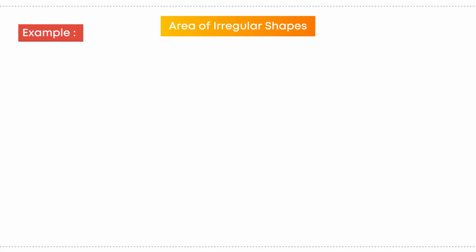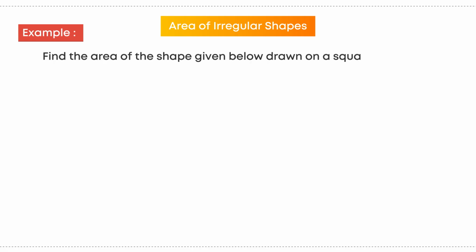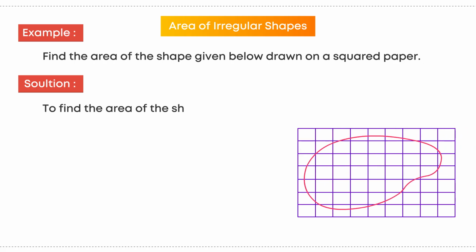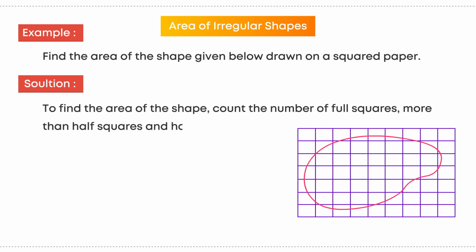Example: find the area of the shape given below drawn on a squared paper. Solution: to find the area of the shape, count the number of full squares, more than half squares and half squares in it.